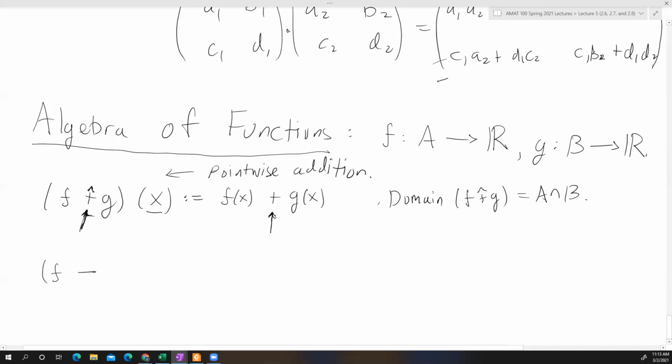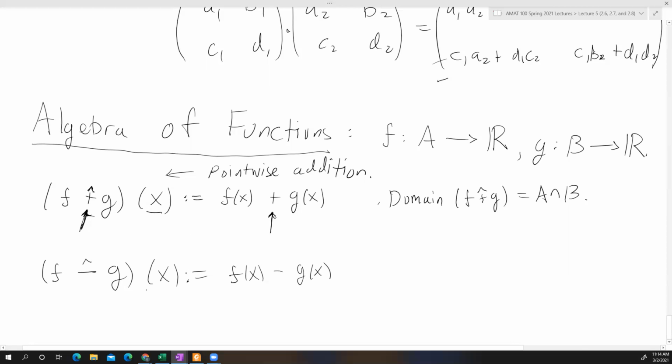Now we have subtraction of functions, and again we have this symbol, I'll put a hat. So f minus hat g. This subtraction symbol is different than subtraction of numbers, but I'm going to define it in terms of subtraction of numbers. I have these two functions f and g, and I want to define this new function f minus hat g.